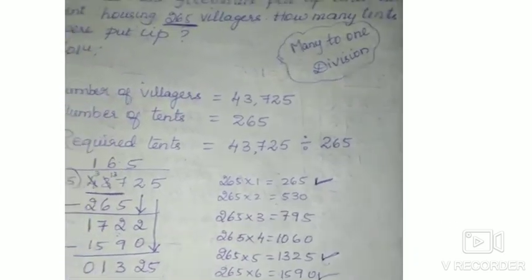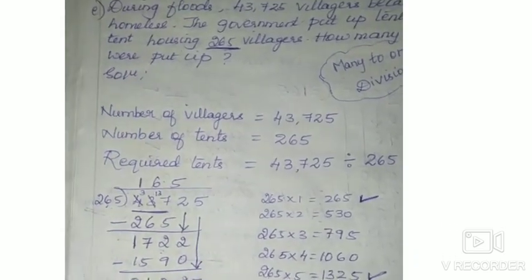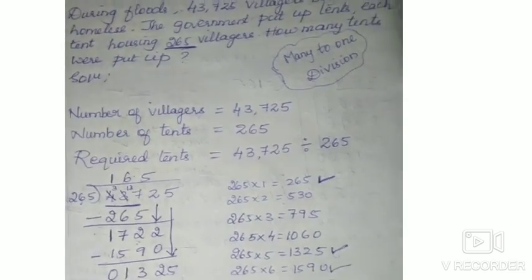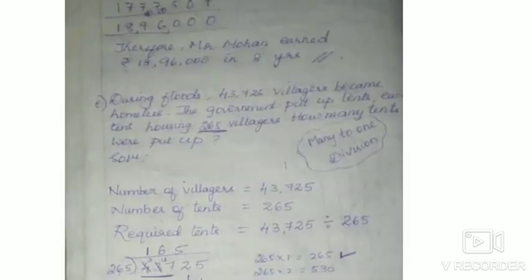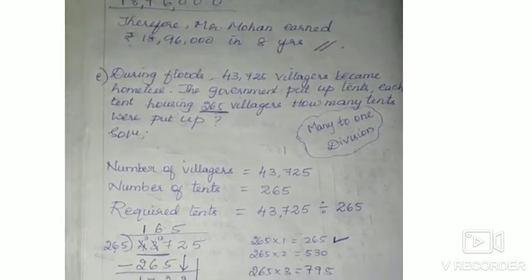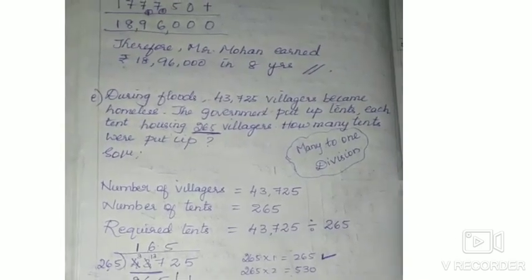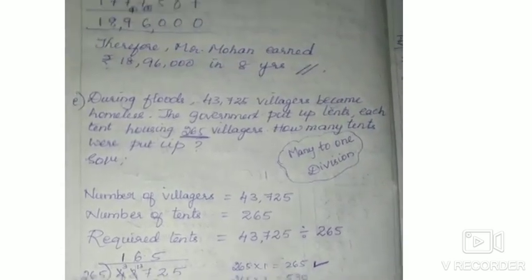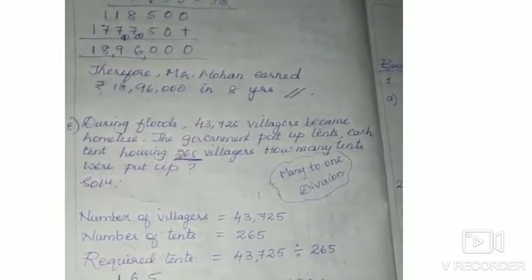I hope you have understood today's concept. Keep practicing, children. Try to practice by changing the numbers. Learn tables from 2 to 20 daily. At least repeat 2 tables daily. Keep learning, keep going. Thank you, children.